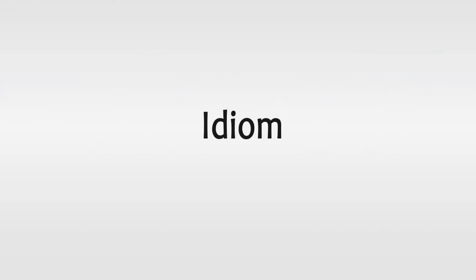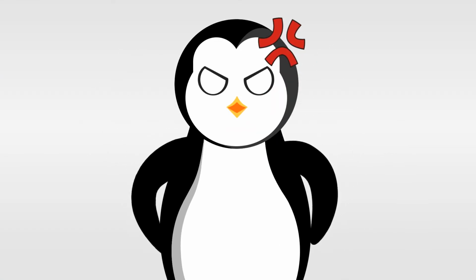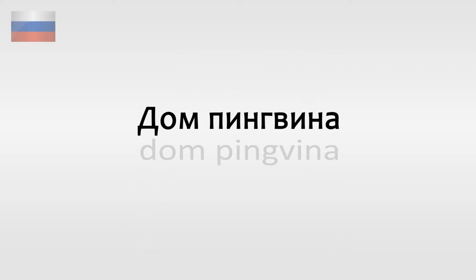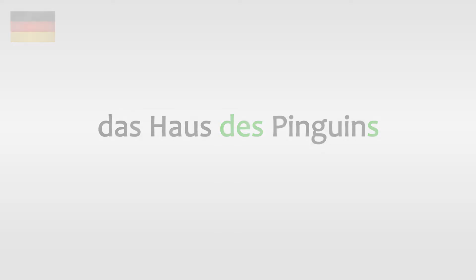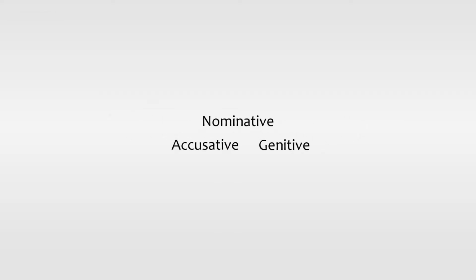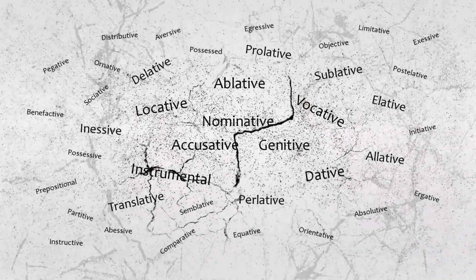It is typical for languages with cases to change the ending of the word itself. Let's make the same sentence with our new friend and his house in Russian. Dom pingvina. In Russian, penguin is pingvin, and you just have to add the a to make it of the penguin. Pretty easy, huh? German, however, uses a different strategy. You do not only have to change the ending, but also the article, so you end up with das Haus des Pinguins.